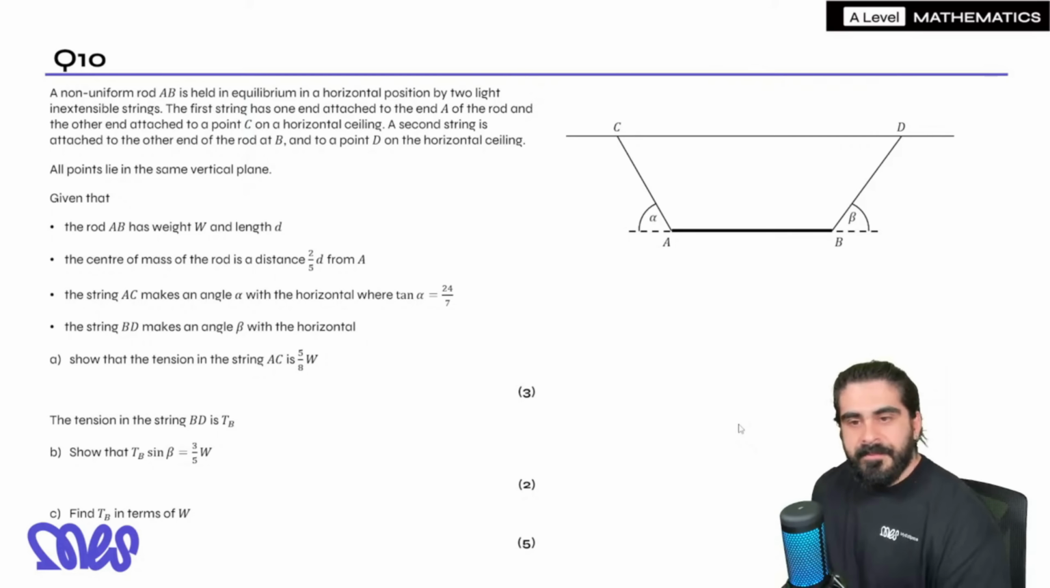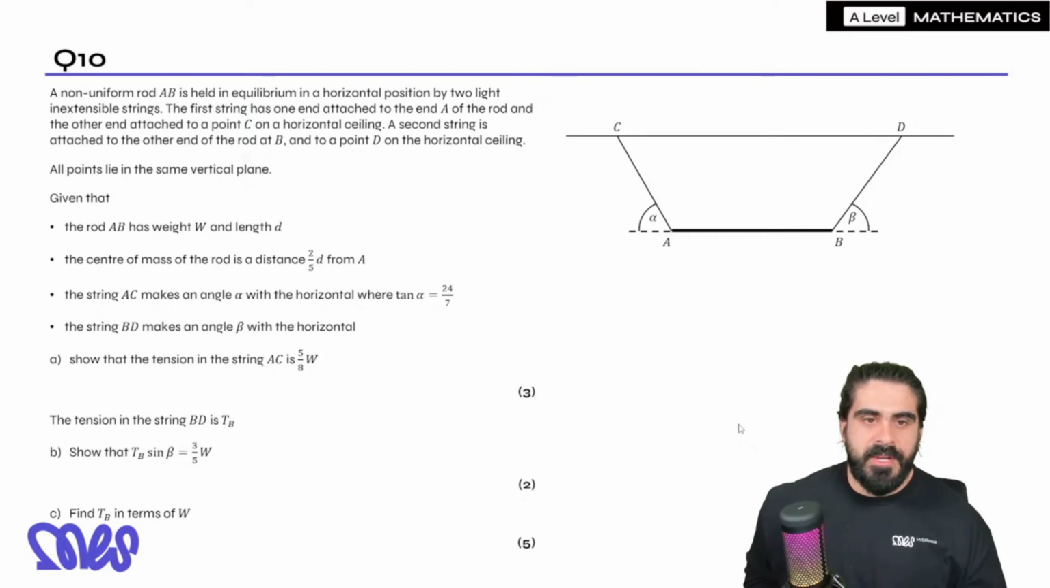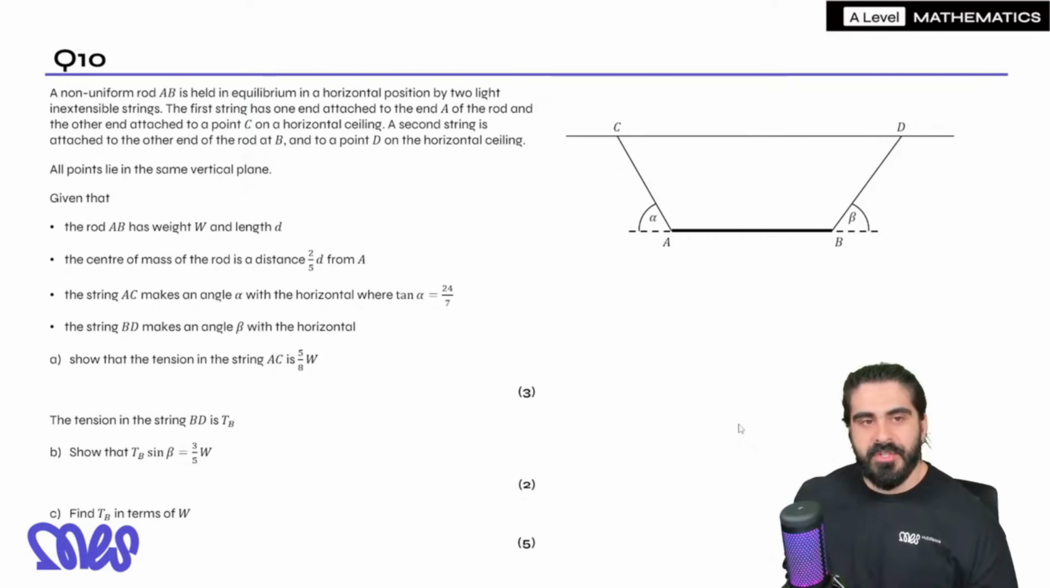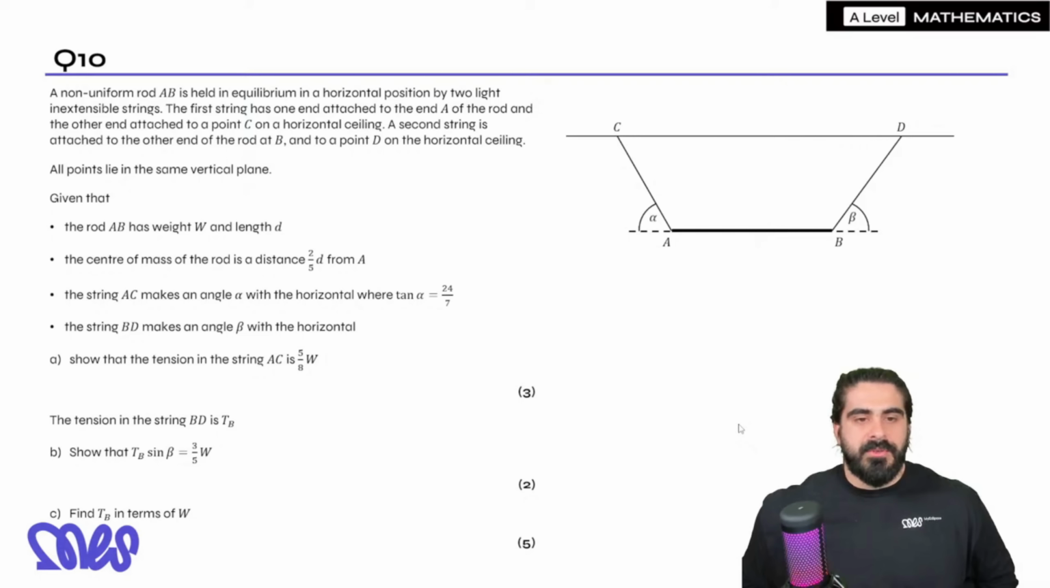All right, nice. It says a non-uniform rod, AB, is held in equilibrium in a horizontal position by two light inextensible strings. The first string is attached at A and to C. The second is attached at B and then to D. All points lie in the same vertical plane. Given that the rod AB has weight W and length D, the center of mass of the rod is a distance 2/5 D from A.